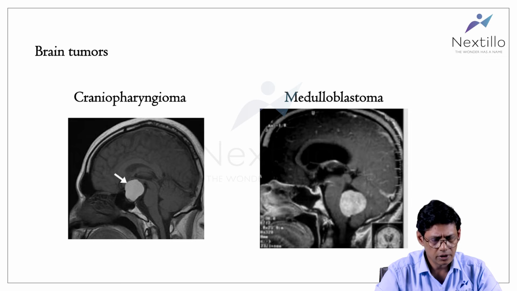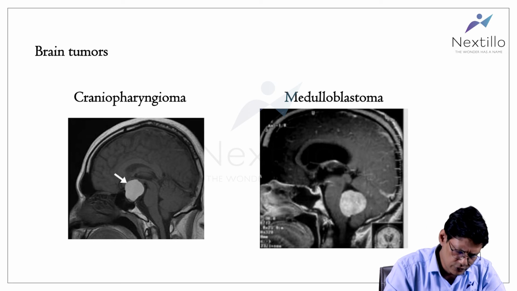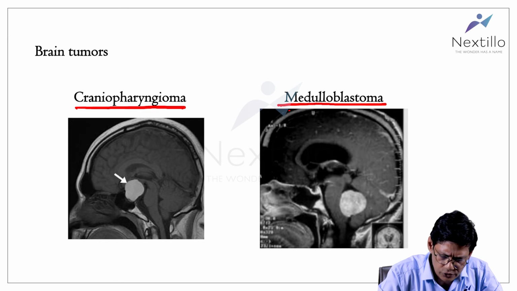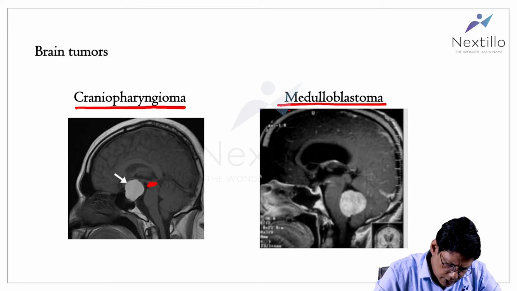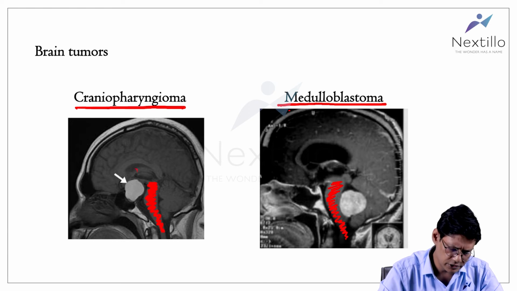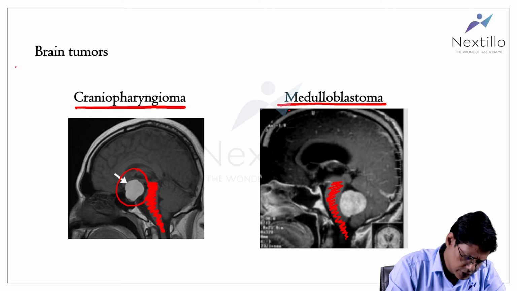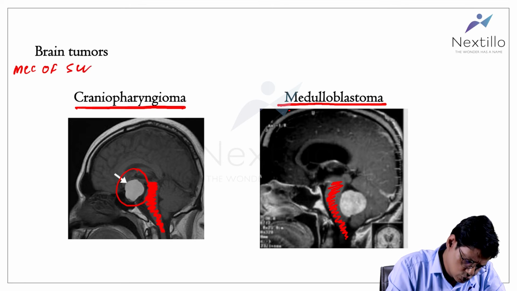In these two pictures, as the name already tells you, the first one is the craniopharyngioma and the second one is the medulloblastoma. What I am coloring here with red is the brainstem for both of these pictures. In the first one, we see that there is a calcified lesion in front of the brainstem. This lesion is craniopharyngioma. It is by far the most common cause of suprasellar calcified lesion.